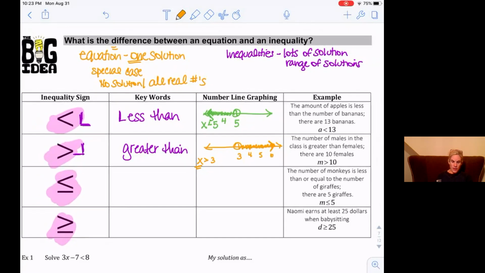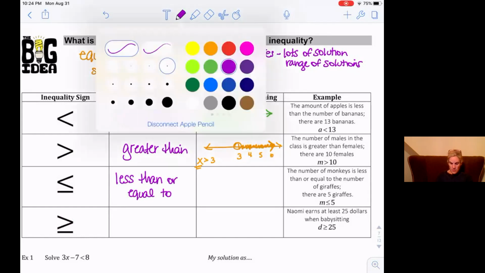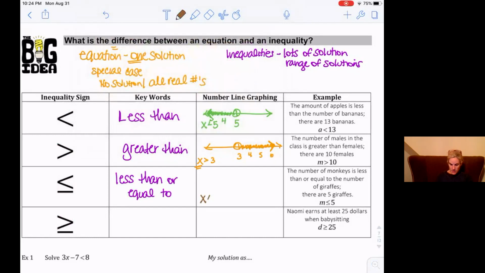And then for the next one, I erased these guys. This one here looks just like the less than, but there's that extra line underneath. What that means is we have a less than or equal to. When we have a graph that's a less than or equal to, let's say we were going to try to graph x is less than or equal to 4.